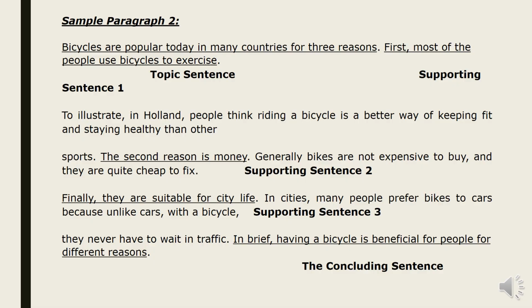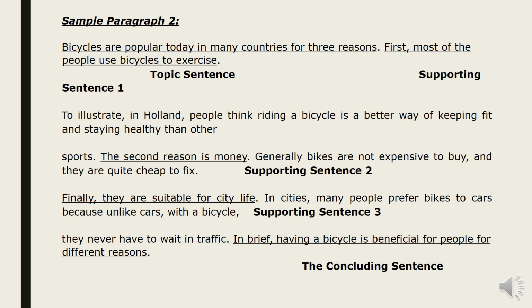Okay, let's see this sample paragraph. It's here detailed, more detailed. Bicycles are popular today in many countries for three reasons. This is the topic sentence. The main idea is that bicycles are popular in many countries. For how many reasons? Three. So I should have three supporting sentences.